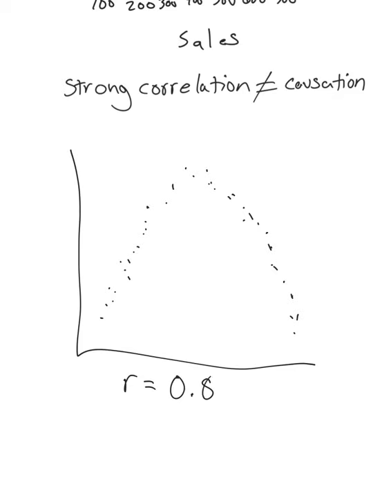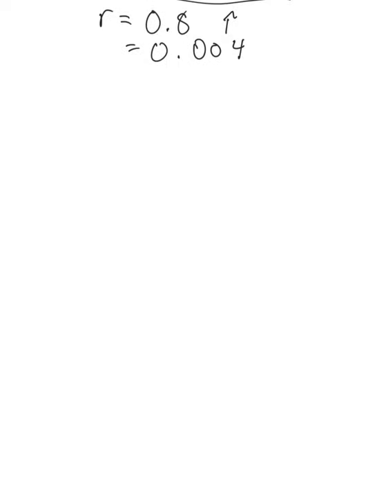However, in this case, we have to be careful with graphs that look like this, because when we think about the R values being high, we think about a linear relationship, so a line, and not a parabola. So something like this would have a high R value, but something with a parabola is going to have a low R value, like a 0.004 or something. Always be careful with those things.